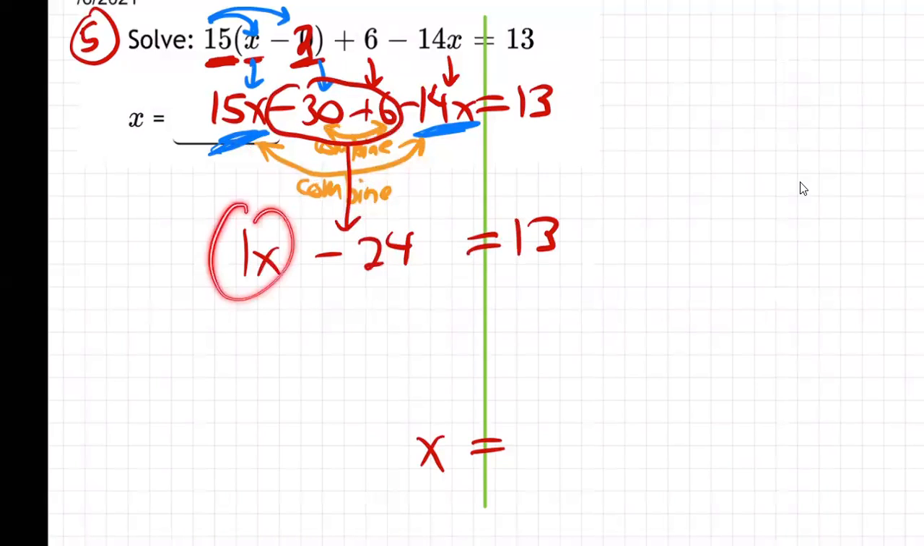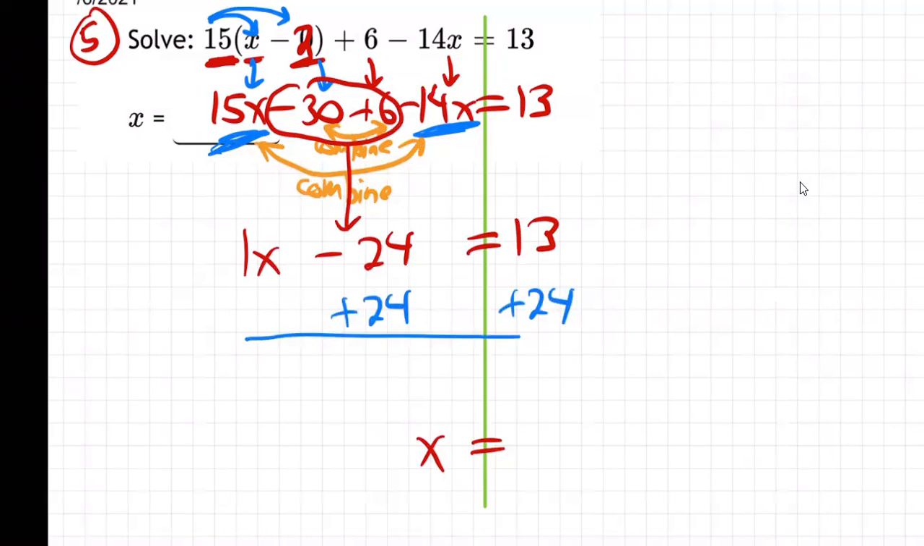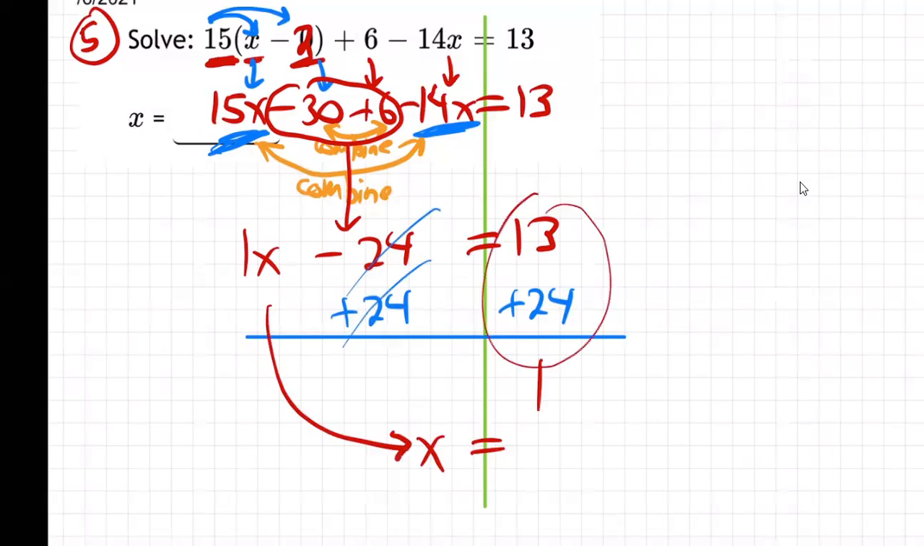And now X is, and I want to be alone. I want to be alone. Get rid of that 24. So we'll go, okay, add 24. We always do the opposite of whatever's next to X to get X alone. Get rid of it so X is alone. So 1X, that's just X, right? 1 times X is the same as just X. The other side, we just add these guys up. What's that going to be? 37. There it is. We solved for X, we got it alone.